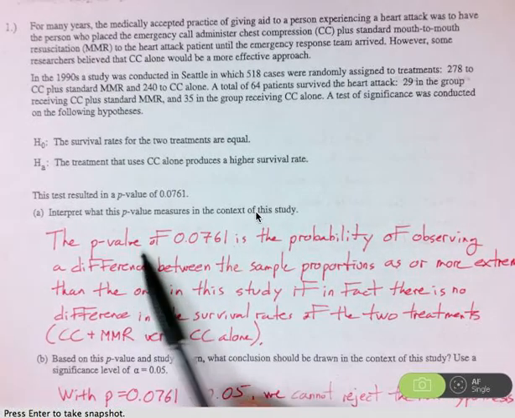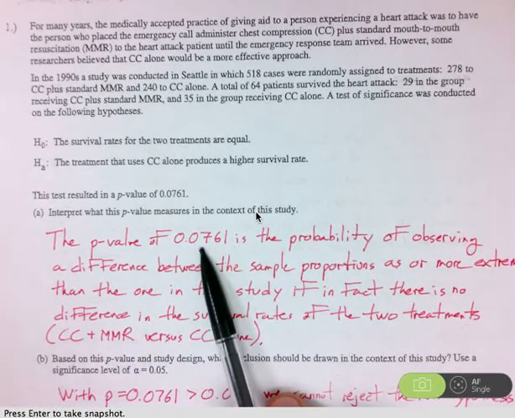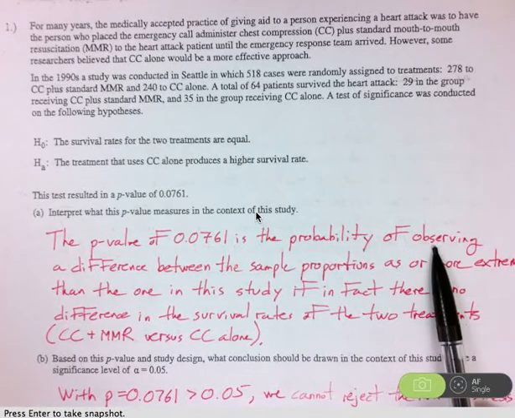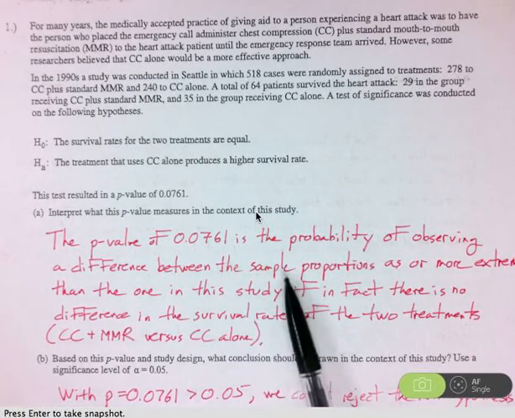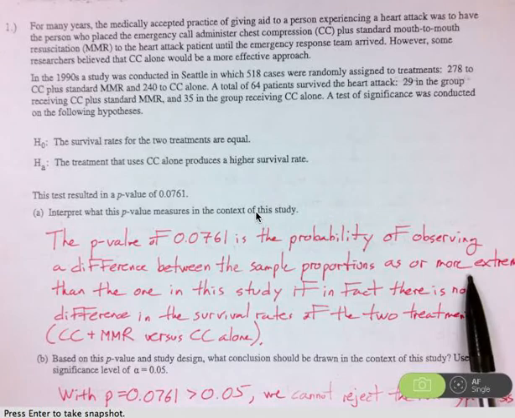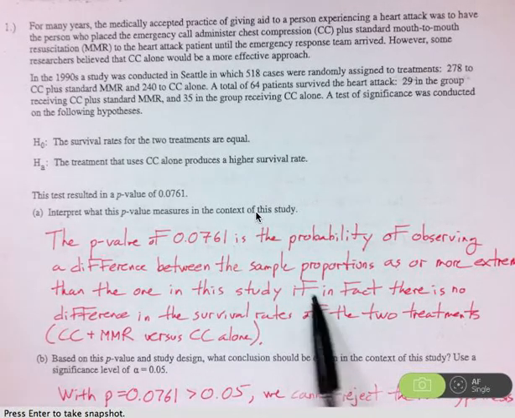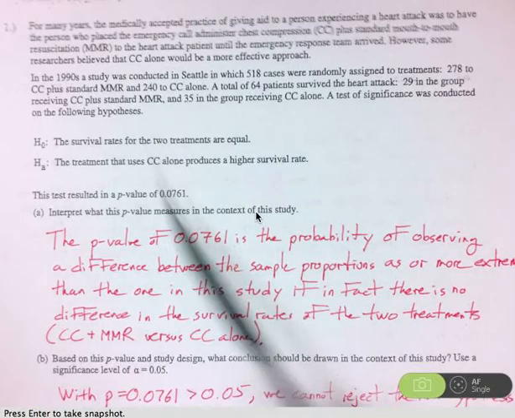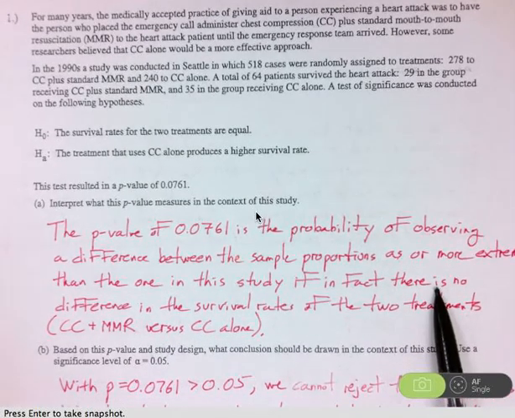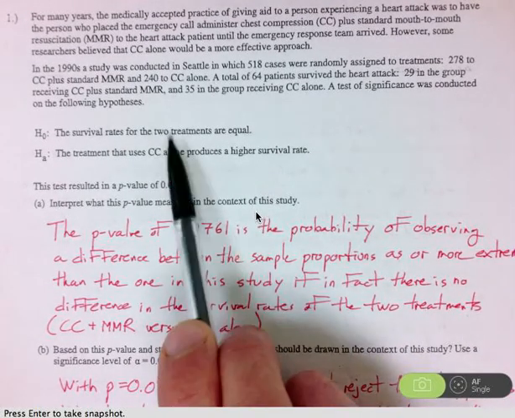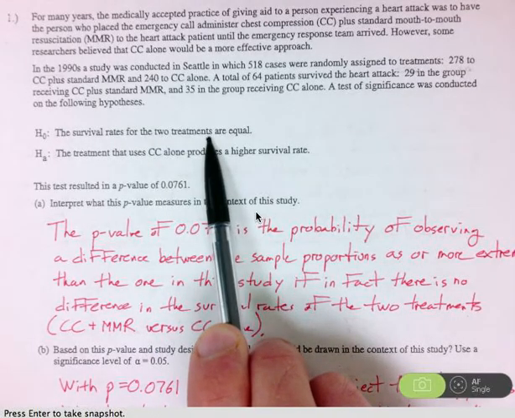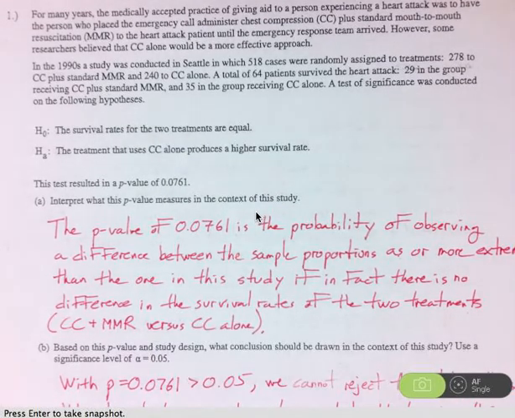So here the p-value of 0.0761 is the probability of observing a difference between the sample proportions as or more extreme than the ones in this study, if in fact the null hypothesis is true. So if in fact there is no difference in the survival rates of the two treatments, the survival rates of the two treatments are equal.